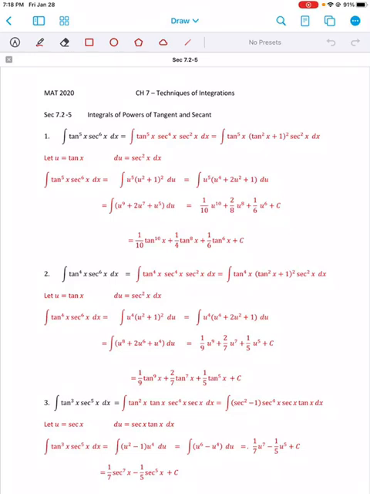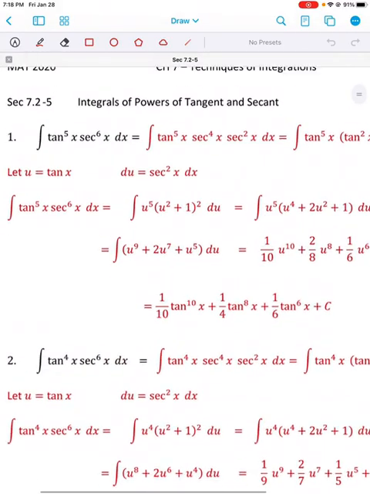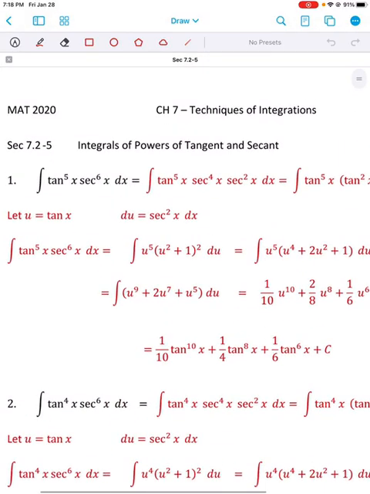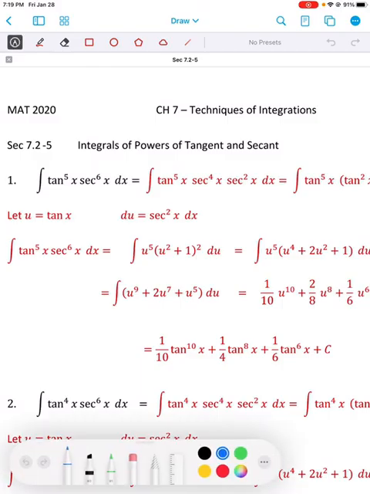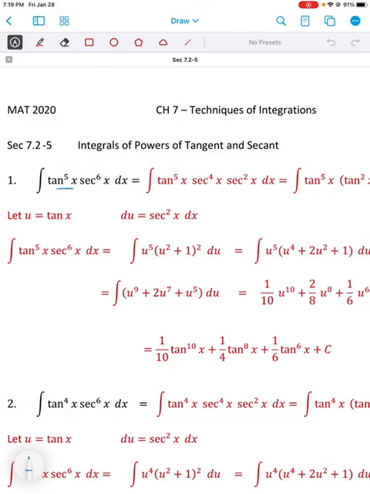We are now looking at the last part of section 7.2, and here we are going to look at what happens if we have integrals in which we have tangent and secant functions together with different powers. So the first example I'm looking at is when the power of secant is even. Note here, the power of secant is even and the power of tangent is odd.